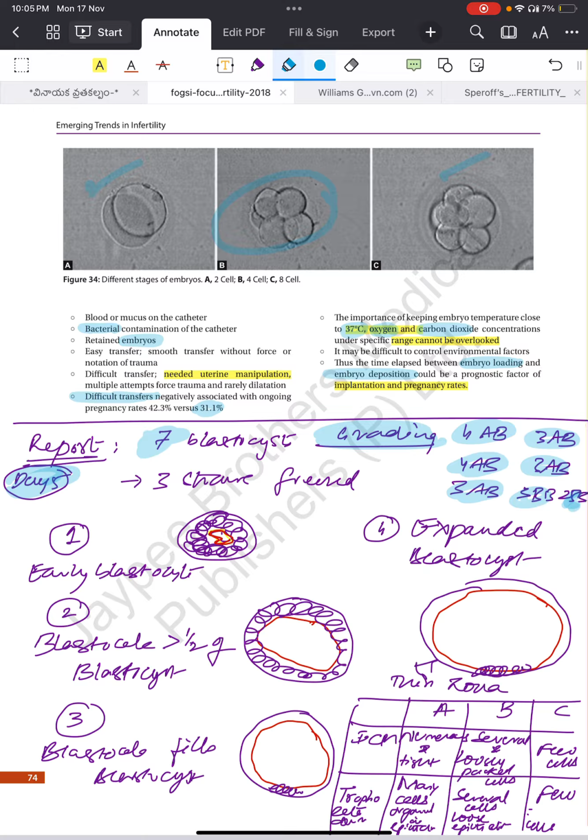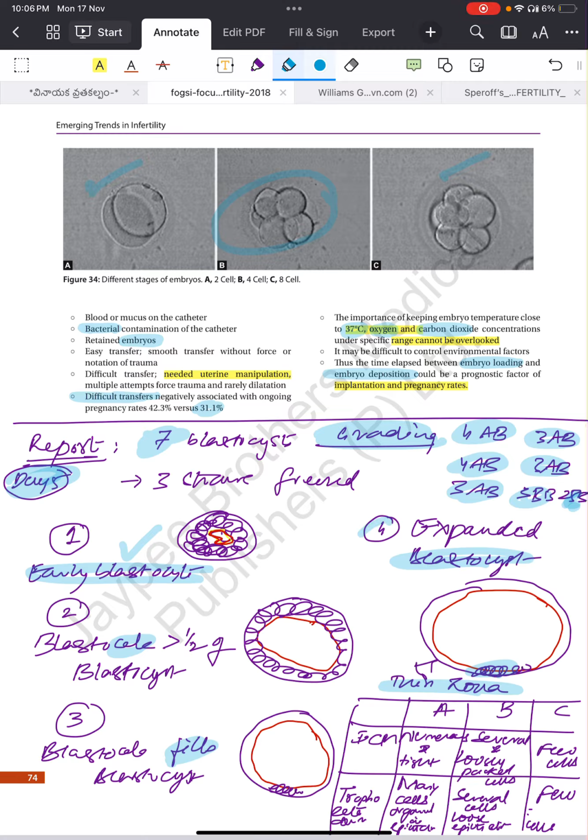So first thing, see, first day is early blastocyst form, then the blastocele is seen covering half, and the blastocyst fills the entire cavity. That is 3. So if you give one score, that means early blastocyst. 2 means blastocele is forming. 3 means blastocele completely expanded, I mean fills the whole blastocyst. An expanded blastocyst with a thin zona and inner cell mass, that is 4.